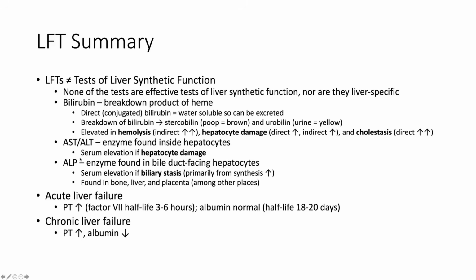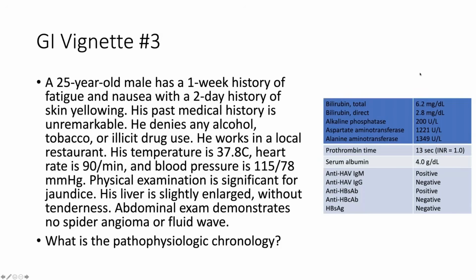Right? Obviously, AST, ALT, and Alk-Phos are found in other things that are not just hepatocytes. Alk-Phos is the one you really should know about, although AST is also found in muscle and similar tissues. But Alk-Phos is found in bone, liver, and placenta, among other things. And as a reminder, for measuring synthetic function, there are a couple of others, but the most common ones are PT and albumin. So in acute liver failure, PT's up and albumin's normal, and in chronic liver failure, PT's up and albumin's low. That has to do with half-lives. So with that in mind, I want to go to our question.